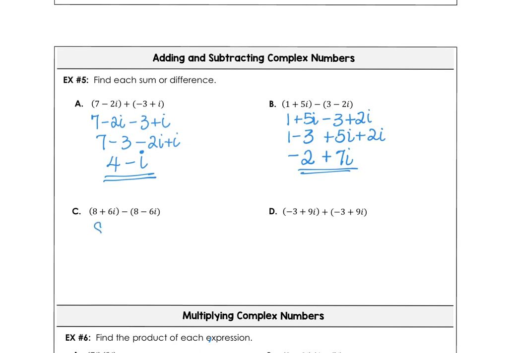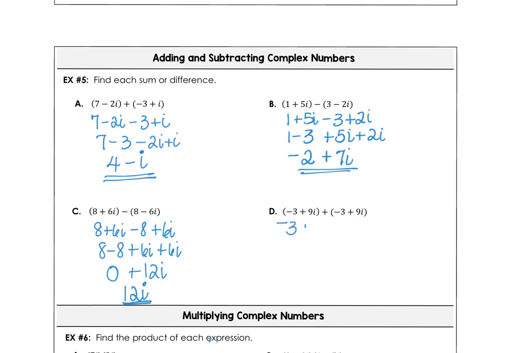In part C, we have 8 plus 6i minus 8 minus -6i. So the 8 minus 8 for the real part is 0, and the 6i plus 6i gives us 12i for the imaginary part. And in this case, we have a pure imaginary number, 12i.